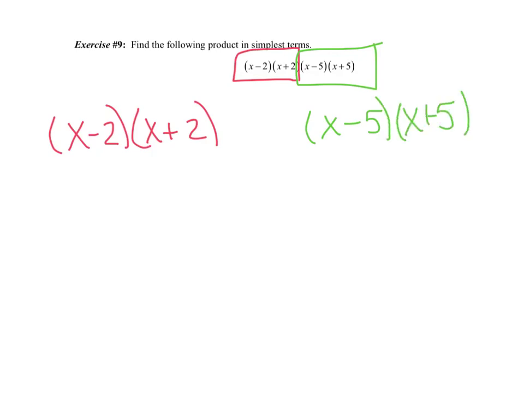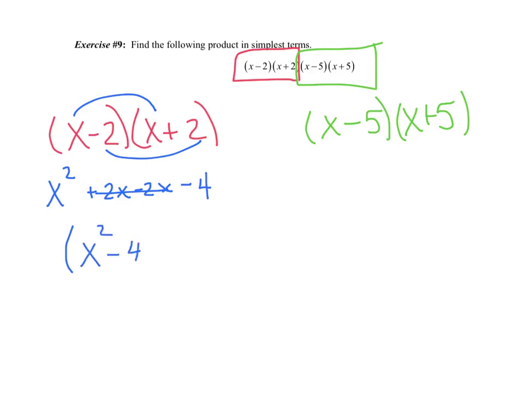Now, there is something special about these, and hopefully you've caught it already. If I have x minus 2, then x plus 2, that's that fancy word, conjugate. So I can go Florida style. Those middle terms will cancel. So x times x is x squared. I'm going to get plus 2x minus 2x. Because they're conjugates, those will cancel. And then my last term is minus 4. So I'm going to rewrite this as x squared minus 4.